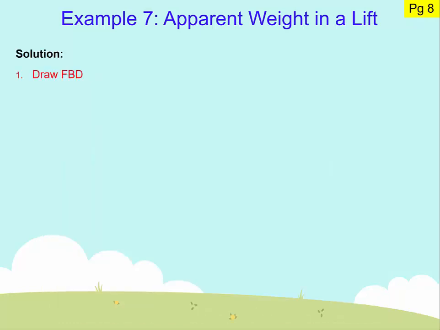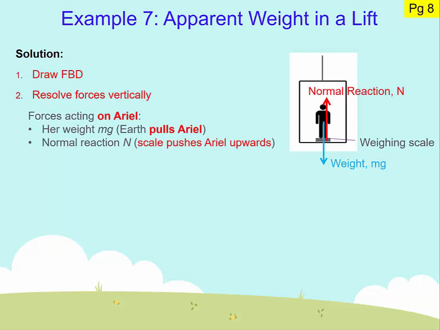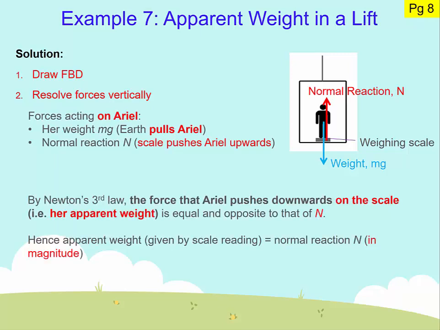Now let's look at this example. First step, you need to draw the free body diagram. Her weight is acting downwards, her real weight, not apparent weight. And there's a normal reaction by the weighing scale on her because she's standing on the scale, so the scale is supporting her, so there's an upward force by the scale. So we resolve the forces vertically, right? And using Newton's second law, you can see that the force she pushes down on the scale, that is her apparent weight, must be equal to N, the normal reaction. So we can calculate N to find her apparent weight.